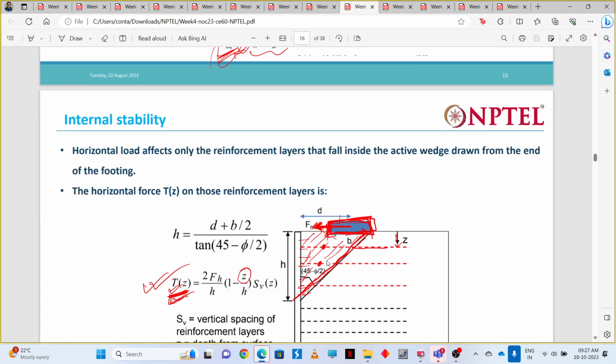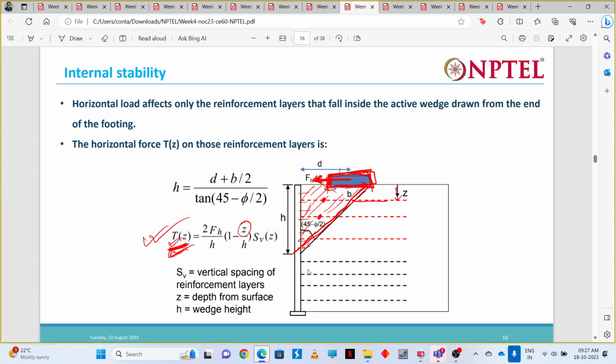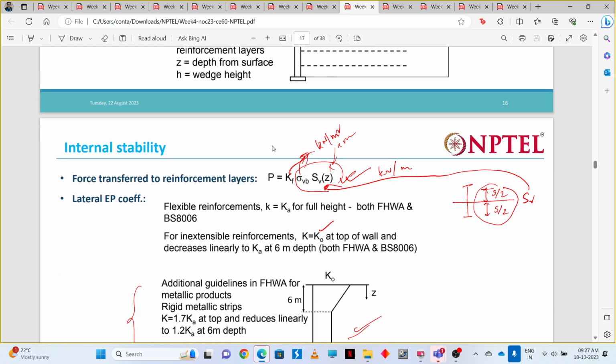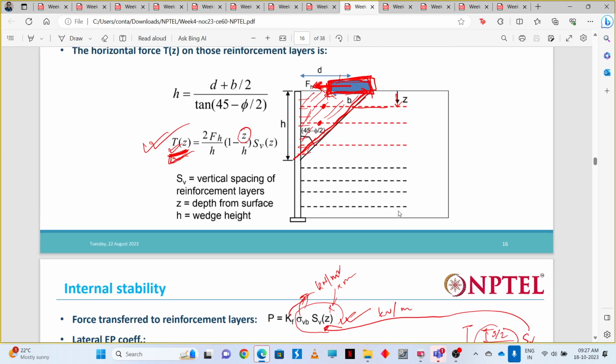Then how to calculate the horizontal force on each reinforcement layer, that is from this expression. Force transfer to reinforcement layer, same, this one. Sv is the spacing, this is the vertical pressure, and Kf is the what? This coefficient.